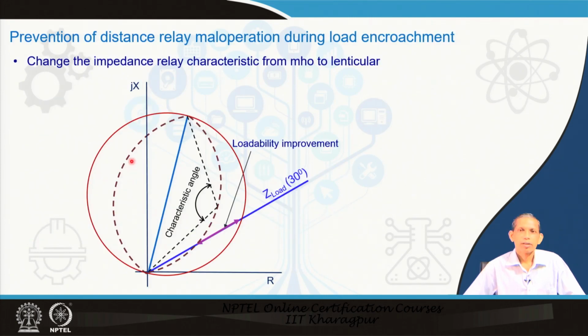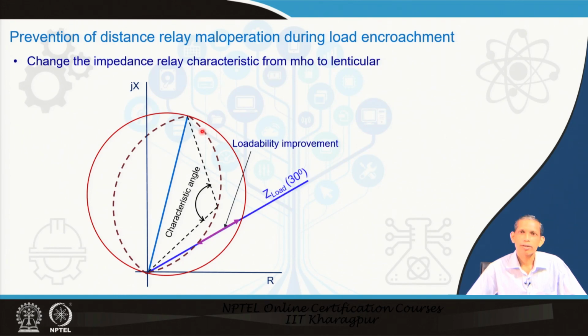Then what is the solution to overcome the load encroachment in longer lines or heavily loaded conditions? We will discuss a few methods that are being used. First one: change the impedance relay characteristic from mho to lenticular, if a line is expected to have a load encroachment issue.